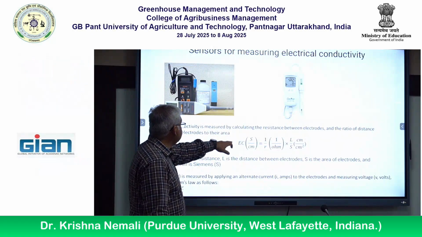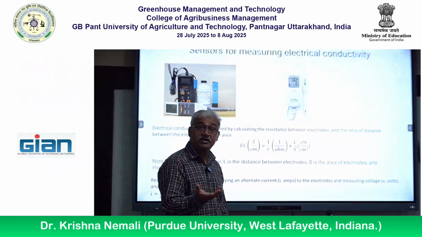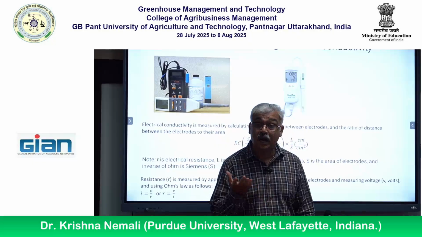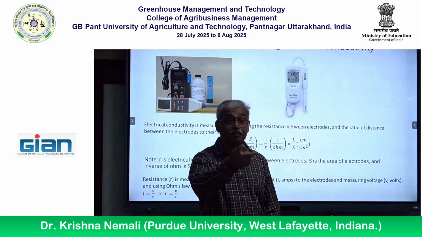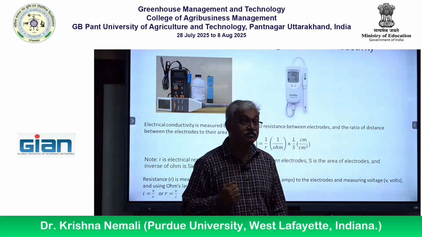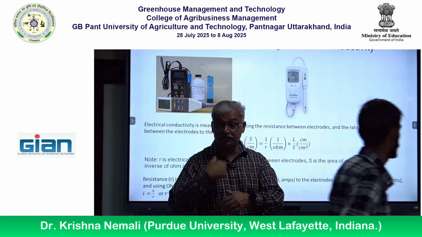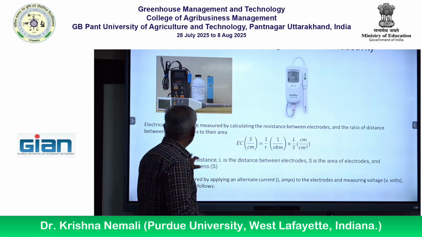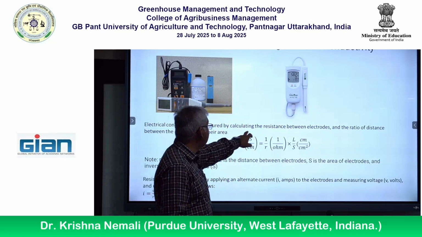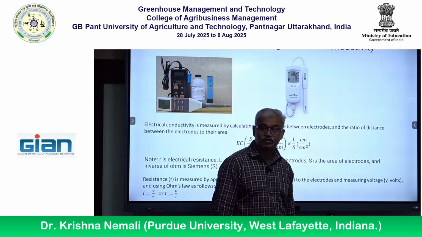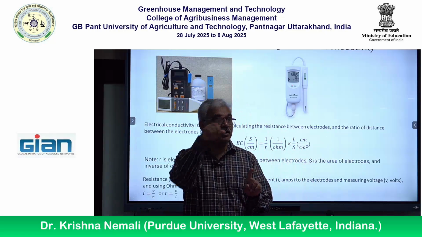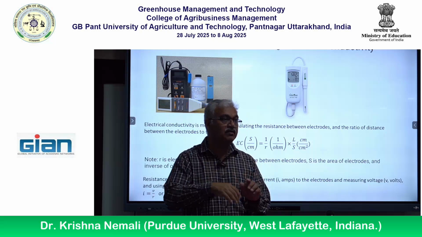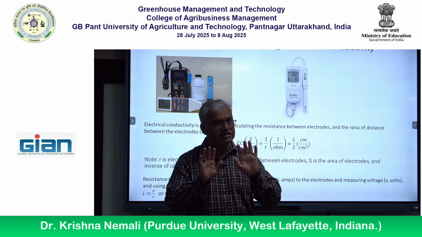So in all these EC meters, again, what are we interested in measuring? We are measuring electrical conductivity. Instead of conductivity, we measure the reciprocal of that, the resistance, and then we invert it. So the concept is electrical conductivity is measured by calculating resistance between electrodes. There are two electrodes, the current is flowing through. We can measure the resistance of the flow of the current, and from that we can invert it and we can get electrical conductivity. As simple as that.